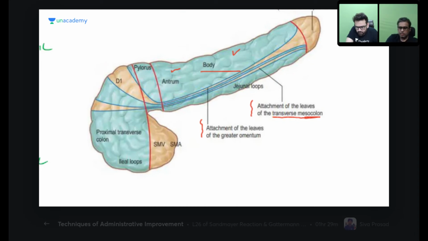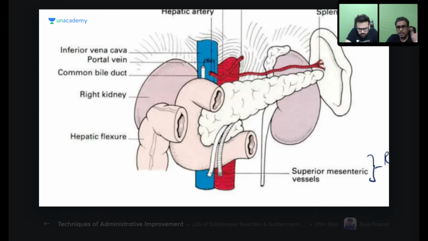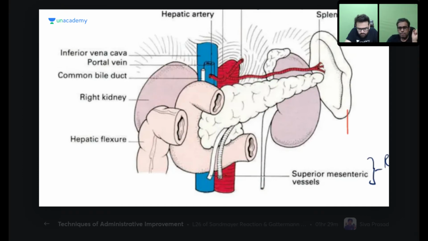I hope you understood this part. We'll see the next figure with all the different organs. So here I intentionally wrote a rotation of gut, so that if I miss it, then there's something written, because it was an important point.